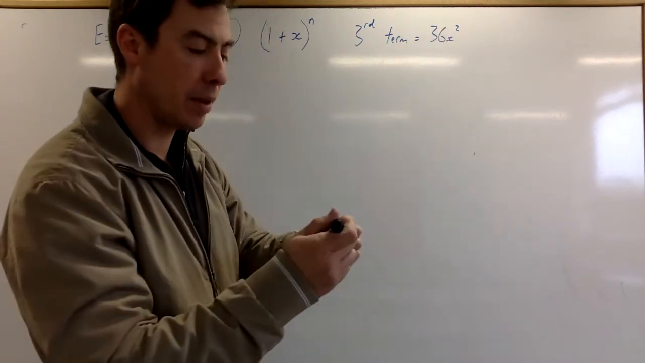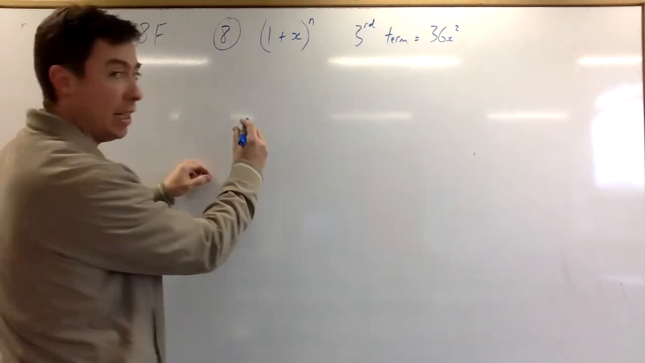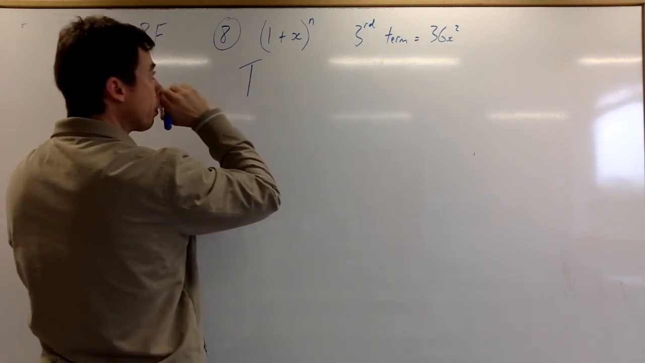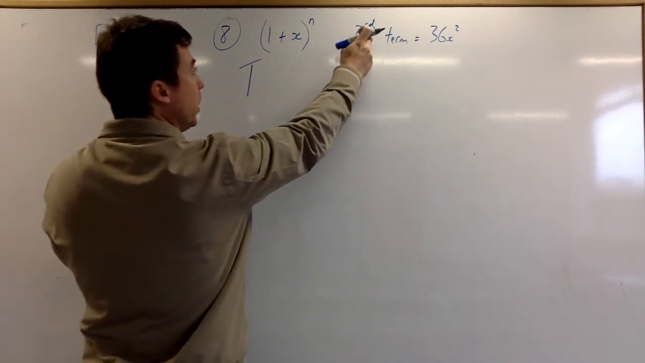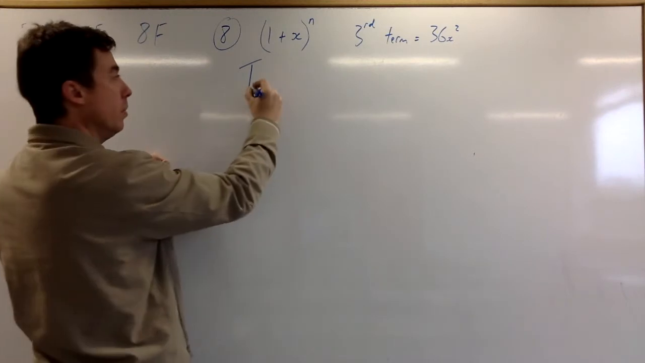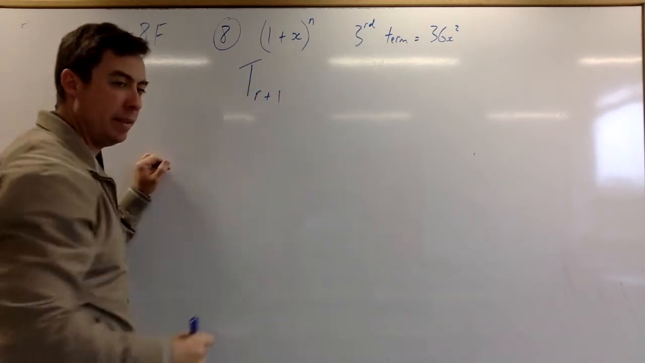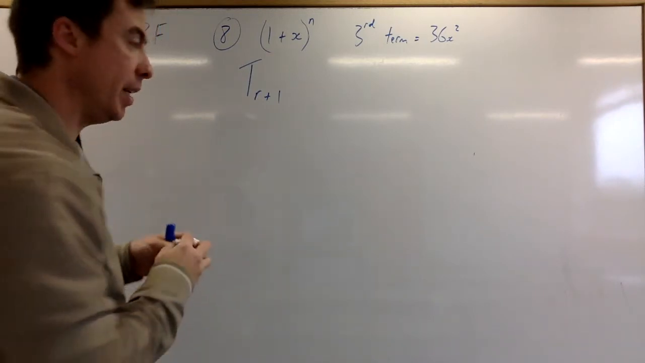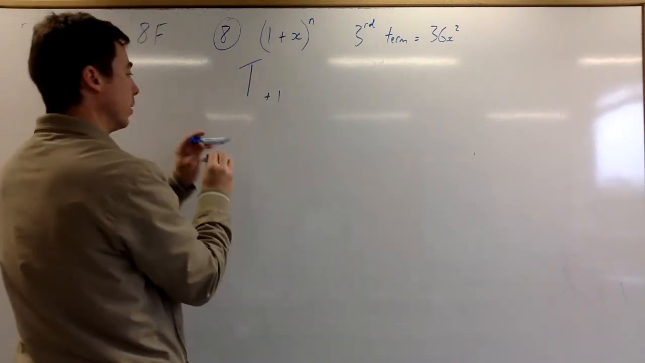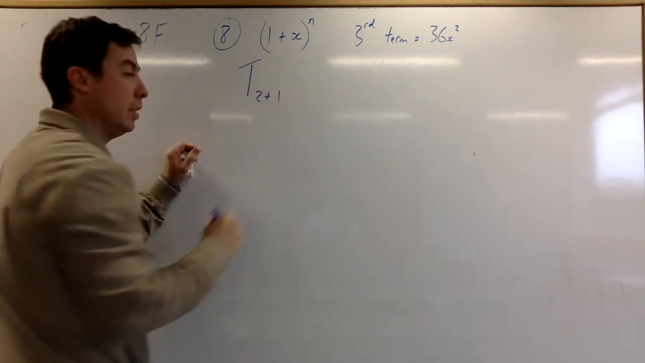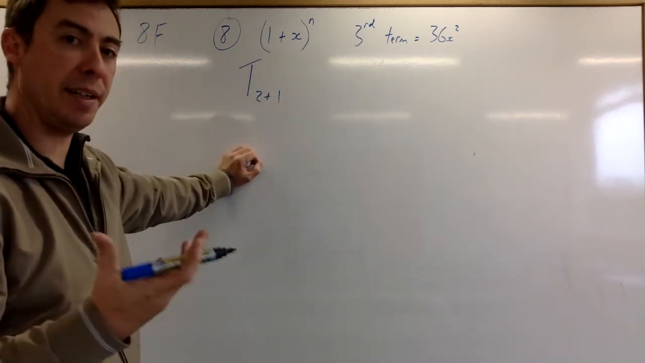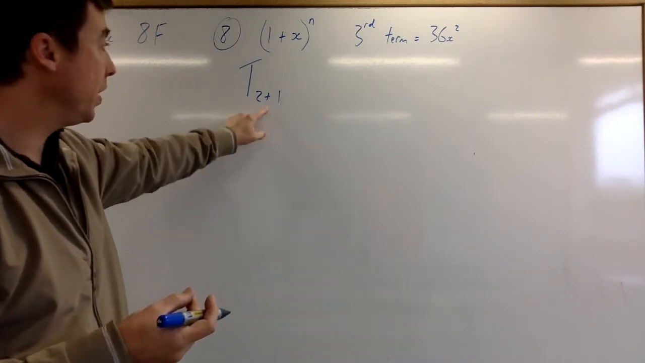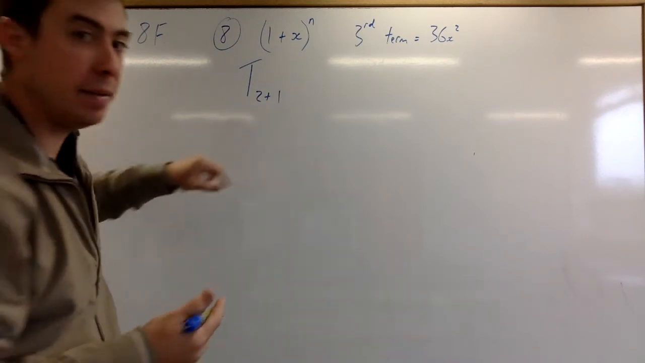Right. Like in the other questions, let's write the general term formula. Now, because it's the third term, instead of writing r plus 1, I'm going to write 2 plus 1. Okay, I get to this point and I go, oh yeah, of course, the r value has to equal 2 if it's going to be the third term, right?